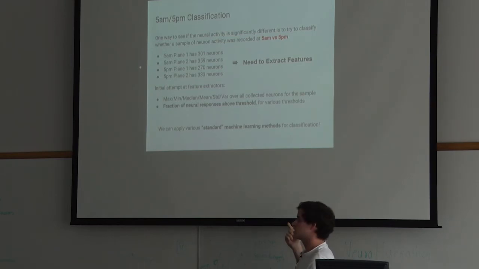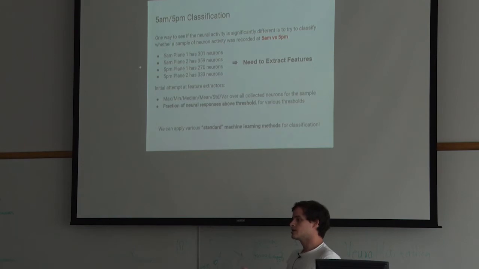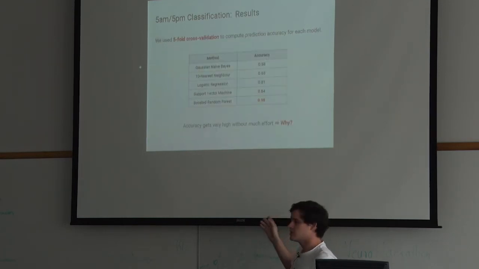So we decided to extract features from those data. What we started with is aggregate features over those neurons. So we looked at statistics like the max, the mean, and the median of the intensity values over the different neurons. And we also used as features the fractions of neurons above different values for the thresholds that we saw earlier that seem to be different. The actual thresholds we use are 100 different values between 0 and 1. And those provided different features. So this allows us to apply various standard machine learning methods for classification. And we tried a few of them.